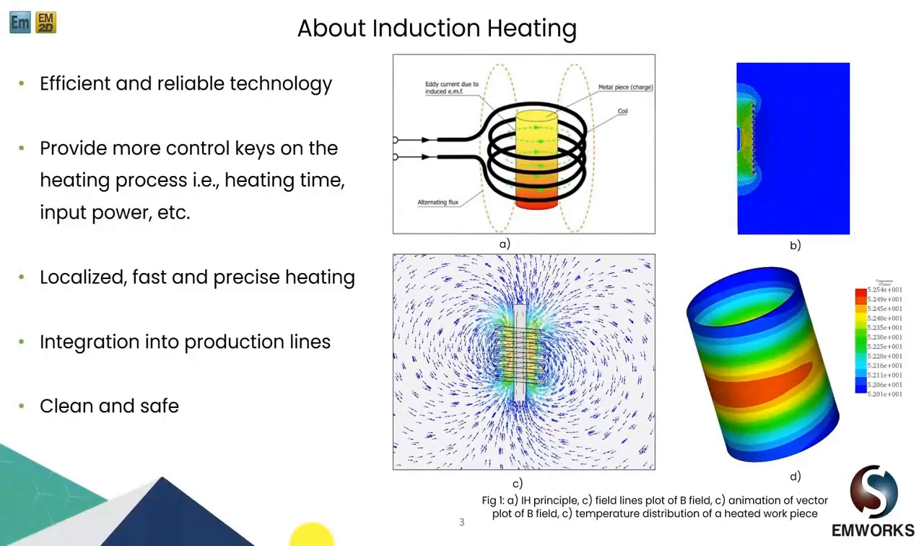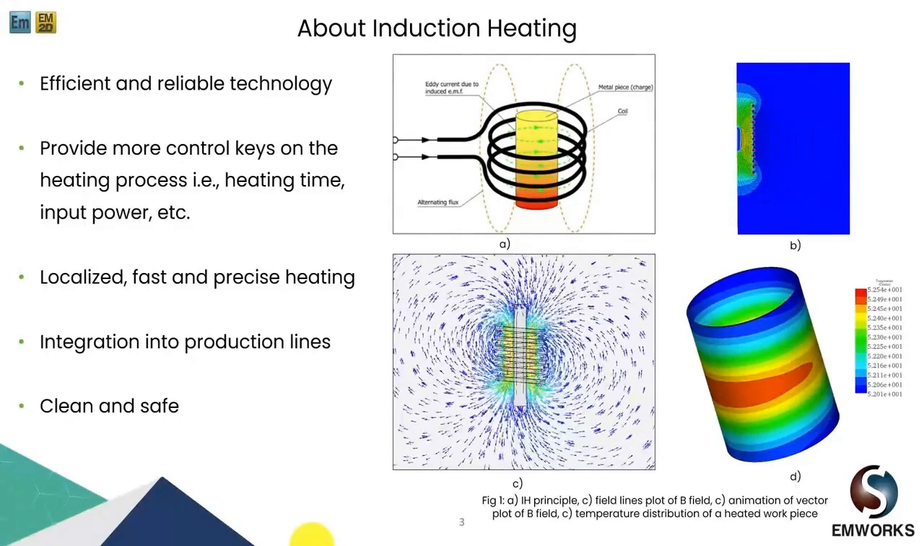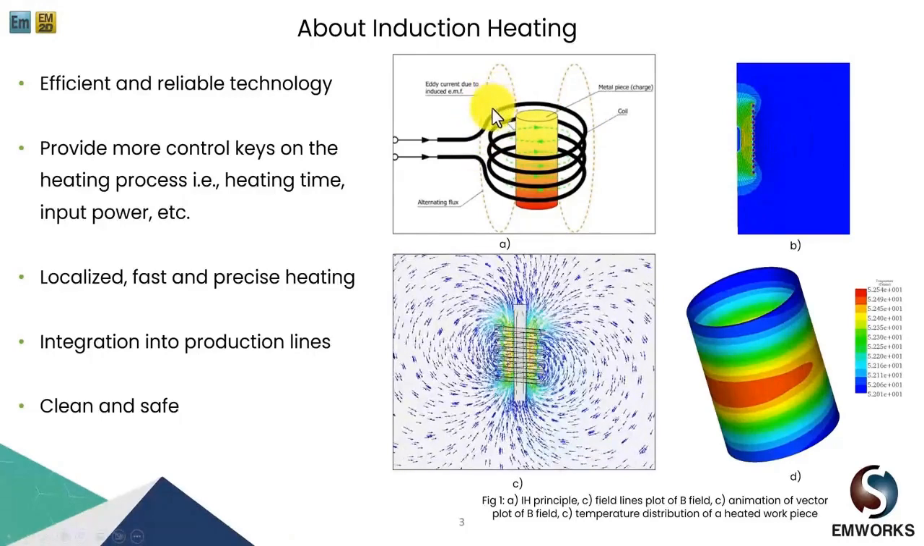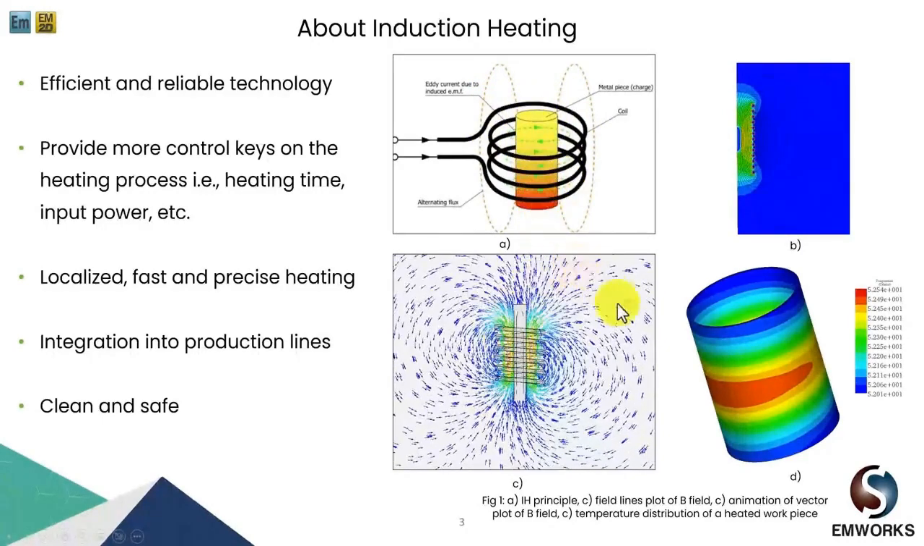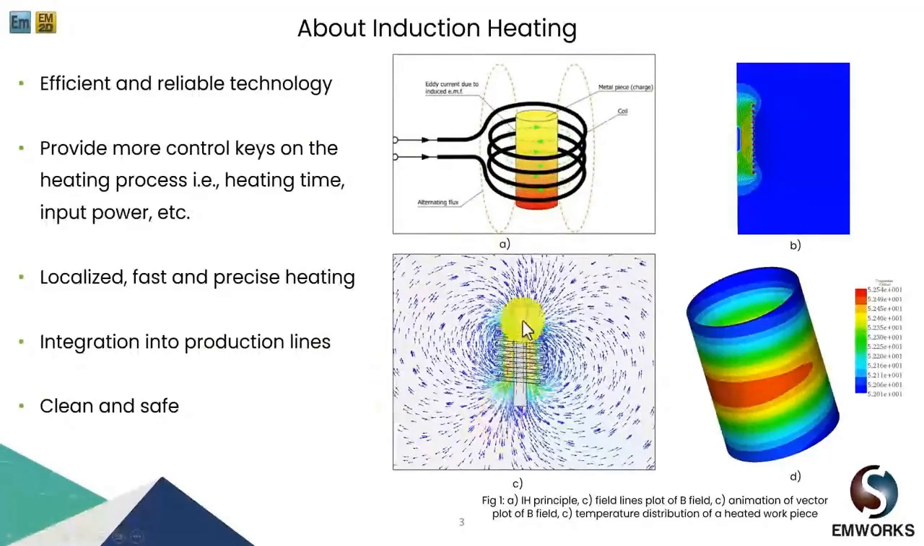Simply saying, when applying an alternating current inside the coil, a time-varying magnetic field is generated. Now, when exposing a conductor material to this alternating field, induced eddy currents are created inside it, resulting in high resistive losses, which will heat the material according to the Joule laws.